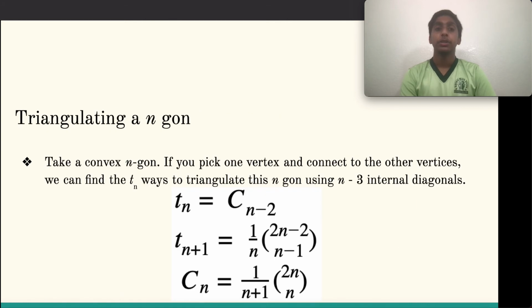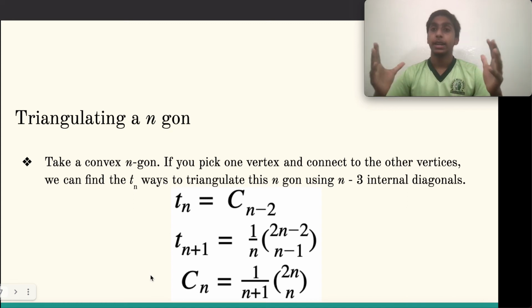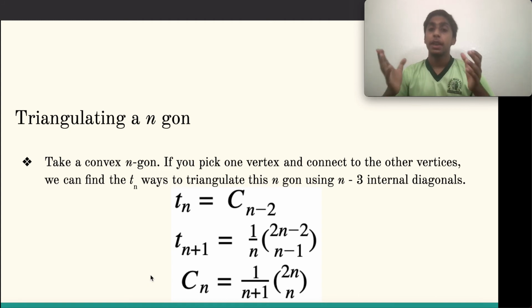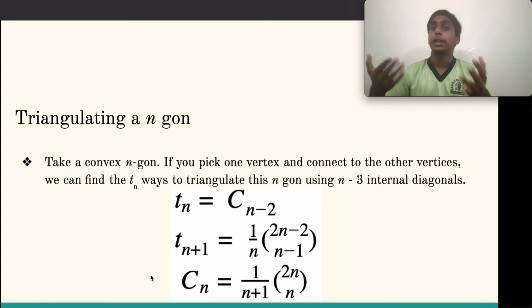Okay, so now let's move on to triangulating an n-gon. What this means is if you have a convex n-gon, and an n-gon has n sides, and you pick one of the vertices and then connect it to all the other vertices, you can find t subscript n ways to triangulate this n-gon using n minus 3 internal diagonals. So basically it's the triangles that you can divide this n-gon into based on the connection of vertices and diagonals.